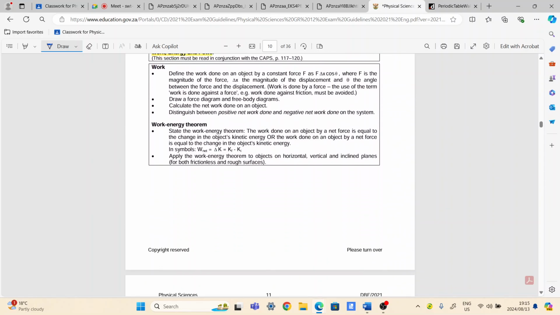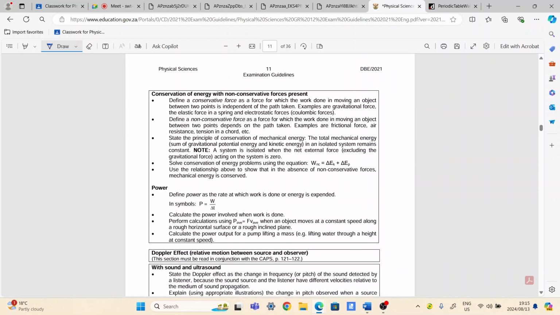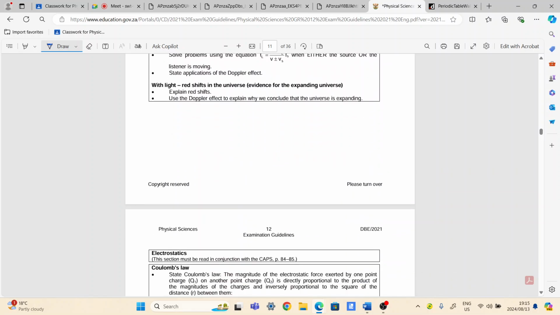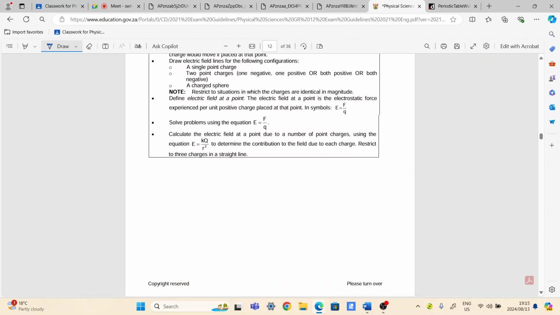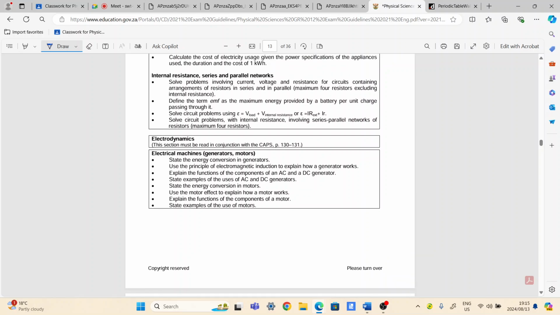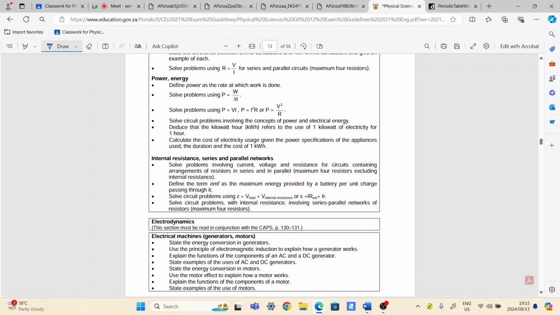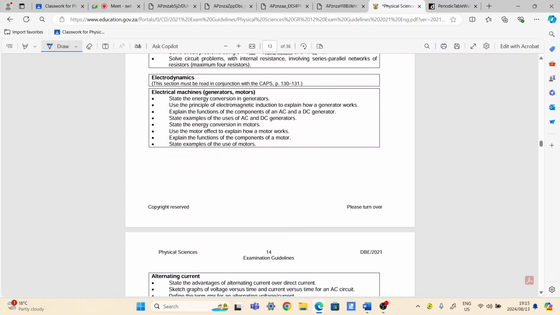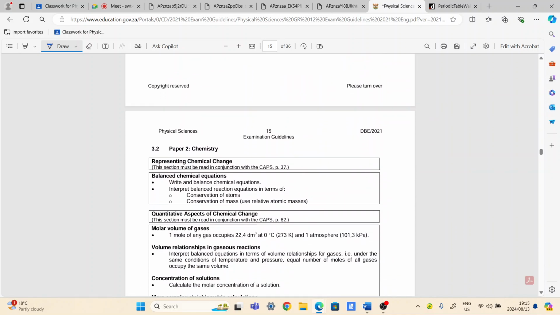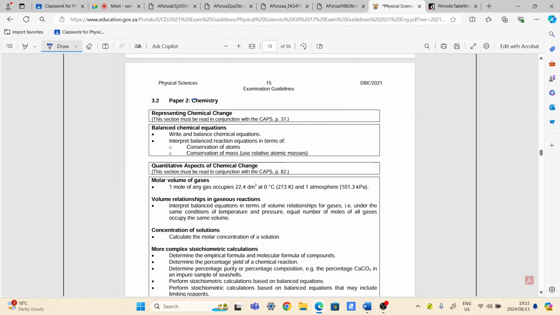I'm going to keep going. There's obviously a lot more: conservation of energy, power, Doppler effect. So this is all still physics, right? There's electric circuits. As you can see in here, there's formulas and stuff as well. So it explains all the information you need to know in here. But remember, it's quite summarized. It doesn't have the information in detail. Going on to paper 2, chemistry starts over here.